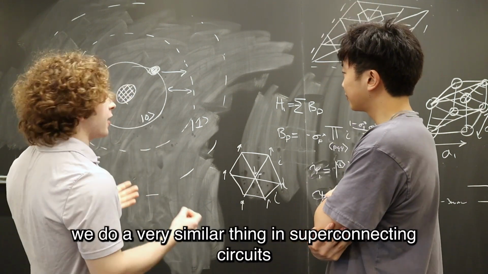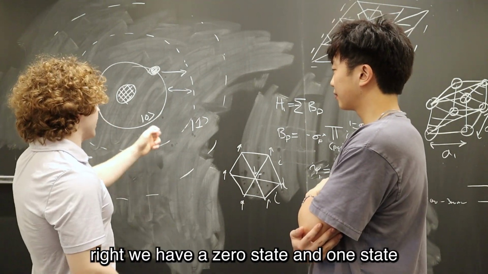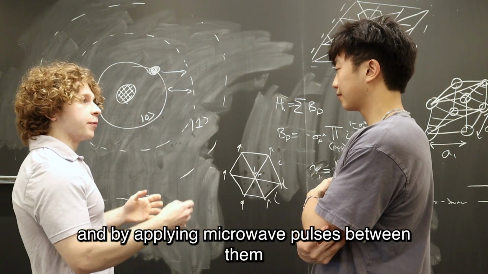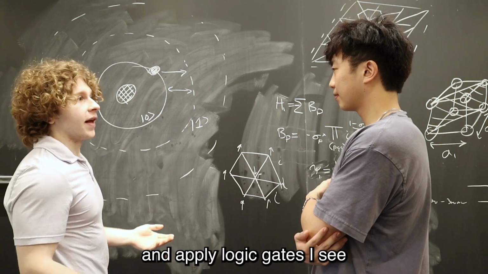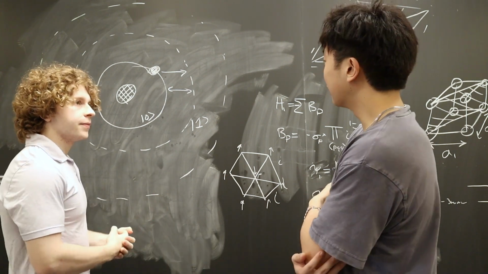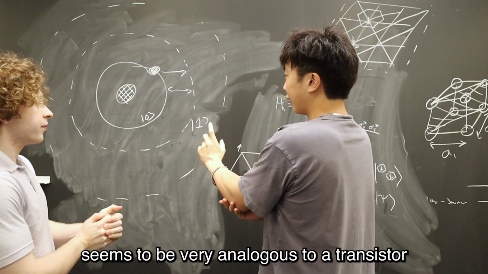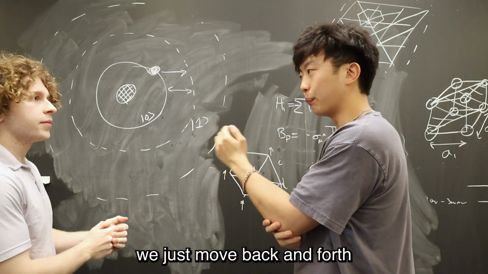So we do a very similar thing in superconducting circuits, right? We have a 0 state and a 1 state, and they have different energies. And by applying microwave pulses between them, we can convert between the 0 and the 1 state and apply logic gates. I see. Cool. So this picture seems to be very analogous to a transistor, where we have a 0 state and a 1 state, and we just move back and forth.